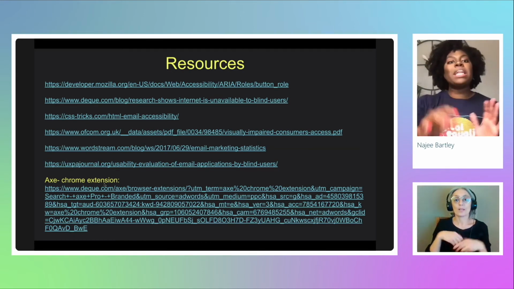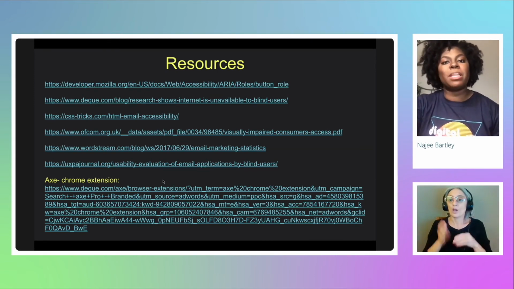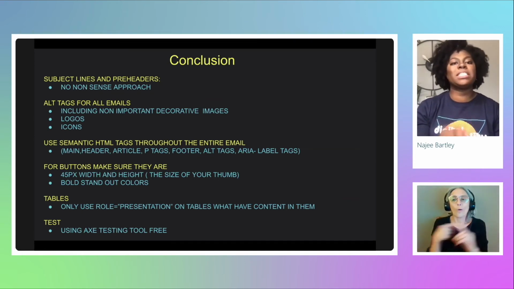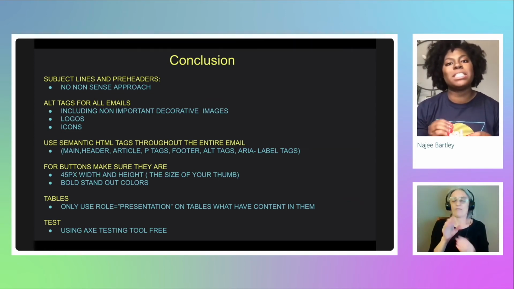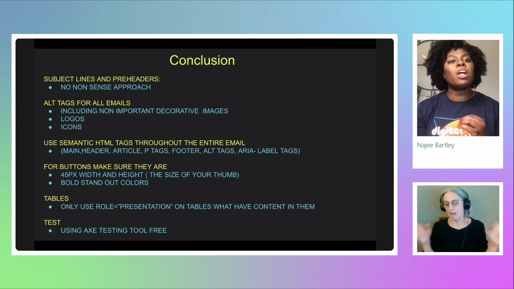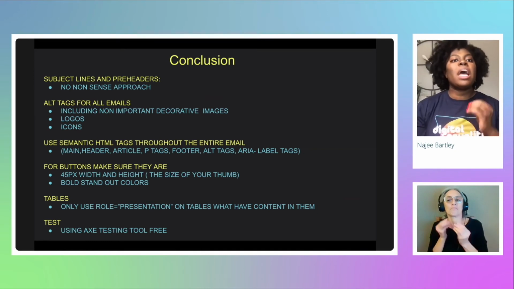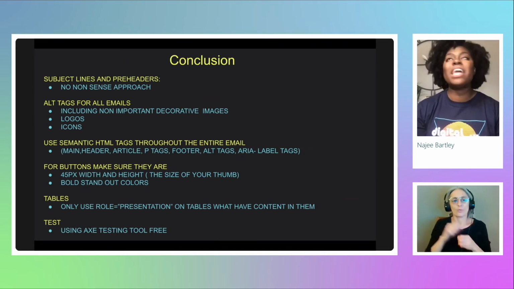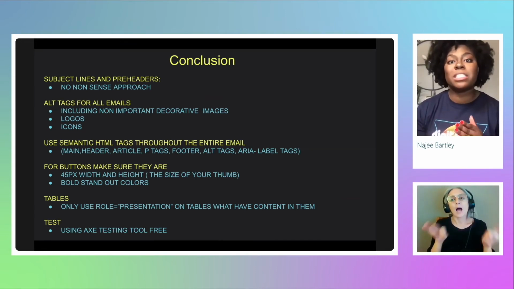So what is the conclusion? What's the big statement here? In conclusion, subject lines need to have a no-nonsense approach, and they need to be straight to the point. Your pre-headers need to be one sentence liners on what you want the reader to know. Alt tags: you want to include alt tags and descriptions on those non-important decorative images. I know people disagree, but trust me, I believe that this is a good idea.